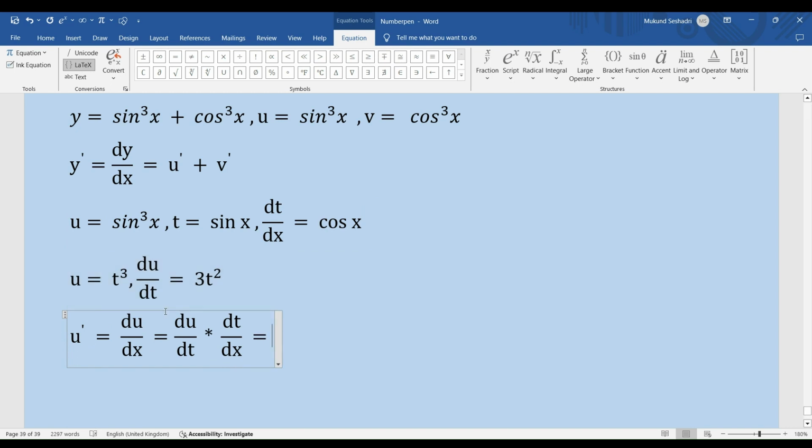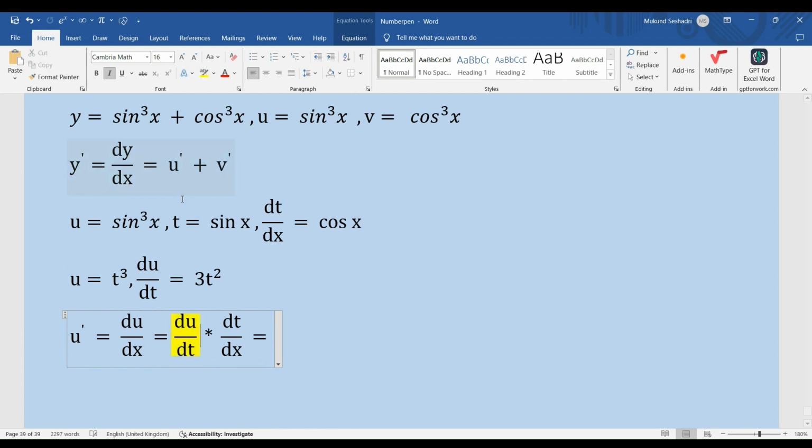So I have my du by dt. I'm going to highlight this, use our yellow color, and that's my 3t square. And then I have my dt by dx, which I will highlight in green. And then I have already established what is my dt by dx. So I go back here and then put back my du by dt and dt by dx, right?